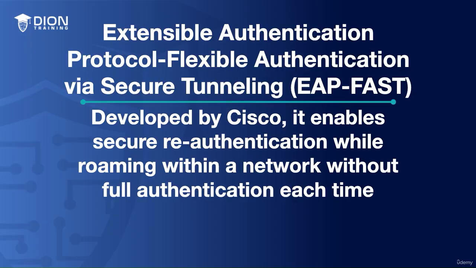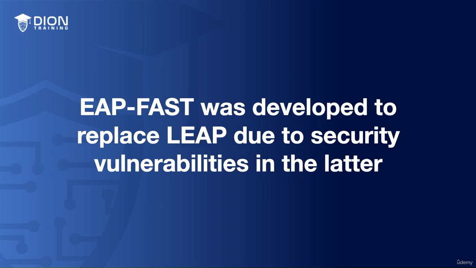encryption tunnel. EAP Fast, or the Extensible Authentication Protocol Flexible Authentication via Secure Tunneling, is an authentication protocol developed by Cisco Systems that allows users to re-authenticate securely when roaming within a network without having to perform full authentication every single time. EAP Fast uses protected access credentials to establish a TLS tunnel in which client credentials are verified. EAP Fast was created as a replacement for Lightweight EAP, called LEAP, which had several security vulnerabilities associated with it.